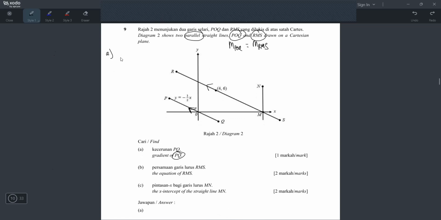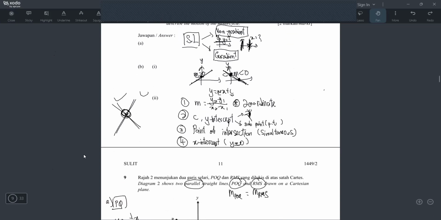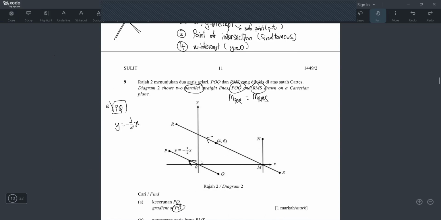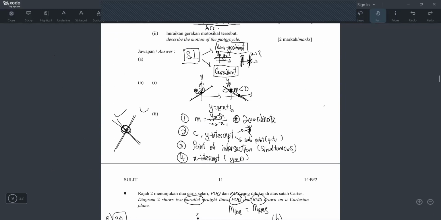Equation for PQ sudah bagi Y equals to negative 1 over 2X. And can you see Y equals negative 1 over 2X? This is a gradient line or non-gradient line? It's a gradient line, right? Because the other sengit, right? And the gradient is negative 1 over 2. Okay, so what is the gradient of PQ? Negative 1 over 2. Sudah siap. Okay, you faham, right? Because walaupun dia tak bagi 2 point, tapi dia sudah bagi equation.